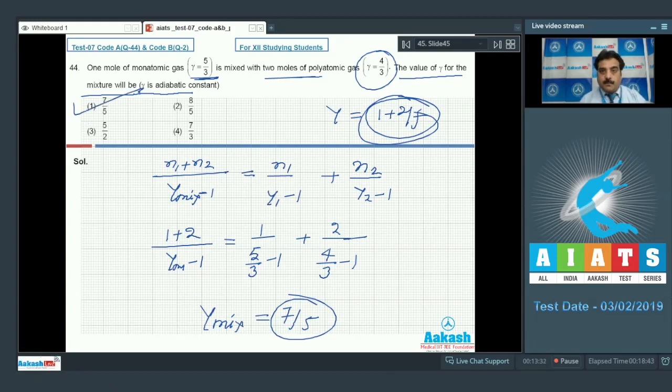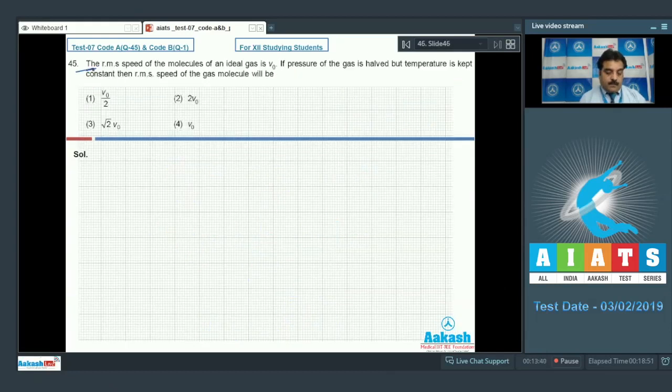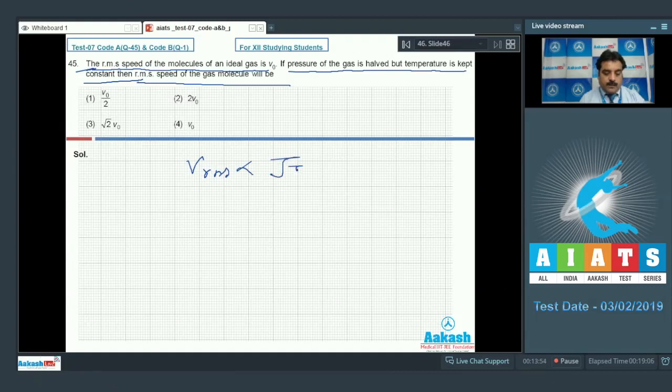Let's move on. Question number 45. The RMS speed of molecules of an ideal gas is V0. If the pressure of the gas is halved but the temperature is kept constant, then what will be the RMS speed of the gas molecules? We know that the root mean square speed of gas molecules is directly proportional to the square root of the absolute temperature. The temperature of the gas remains constant. Therefore, the RMS speed will remain the same. So option number 4 will be the right choice.